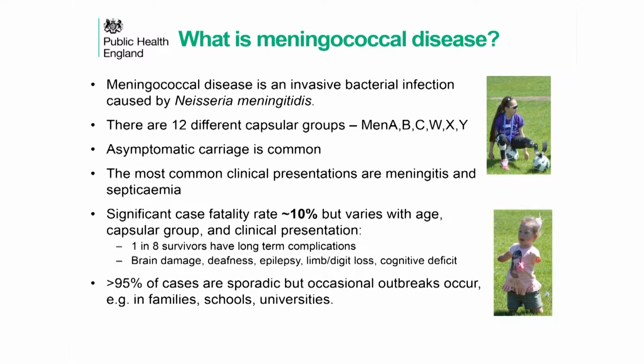So I'm sure that most of you are very familiar with meningococcal disease, but just to give you a little bit of background, meningococcal disease is an invasive bacterial infection caused by the Diplococcus Neisseria meningitidis. There are 12 capsular groups that have been recognised, based on the outer polysaccharide capsule of the organism, and of the groups that have been identified, men A, B, C, W, X and Y account for most human disease, and it is a human-specific organism.